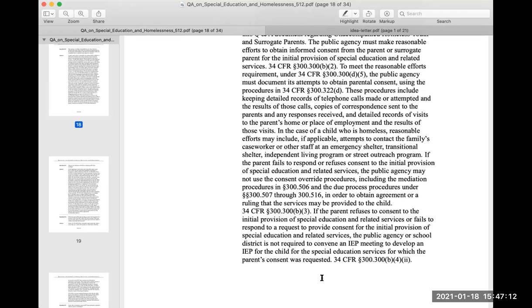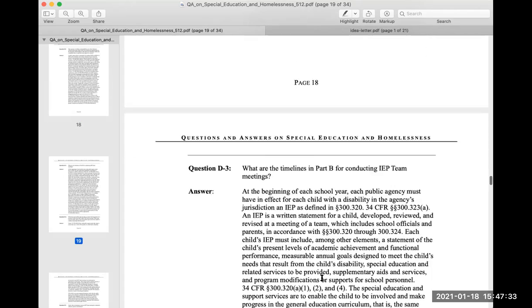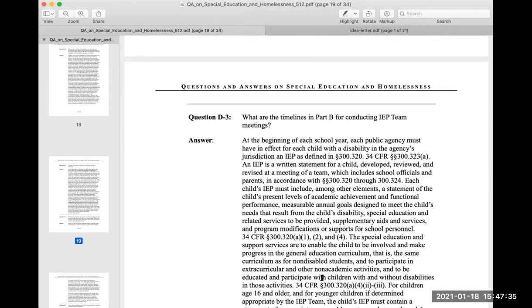300.322(d). These procedures include keeping detailed records of telephone calls made or attempted and the results of those calls, copies of correspondence sent to the parents and any responses received, and detailed records of visits to the parent's home or place of employment and the results of those visits. In the case of a child who is homeless, reasonable efforts may include, if applicable, attempts to contact the family's caseworker or other staff at an emergency shelter, transitional shelter, independent living program or street outreach program.